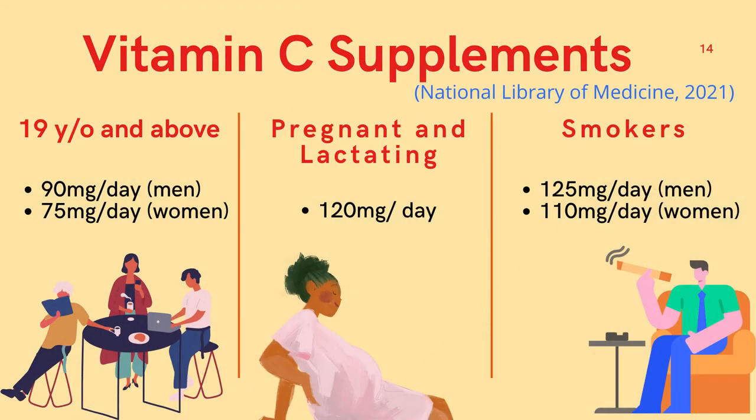The suggested amount of intake for 19 years old and above is 90 mg a day for men and 75 mg a day for women. For pregnancy and lactation, it is advised to take at least 120 mg a day. Smokers have lower vitamin C levels and a higher prevalence of deficiency than non-smokers due to enhanced oxidative stress. This is why their suggested amount of intake is higher than normal. For men, it is 125 mg per day, and for women, it is 110 mg per day.